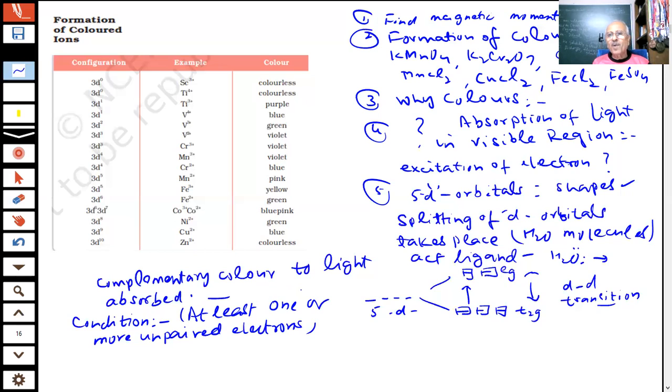So this is an important point which I have told you. How will we say that this will be colored or this will be colorless? How will we prove it? If you noted down this, I will give some questions on this now, because there will be questions based on the colors of the transition elements. They form colored compounds.